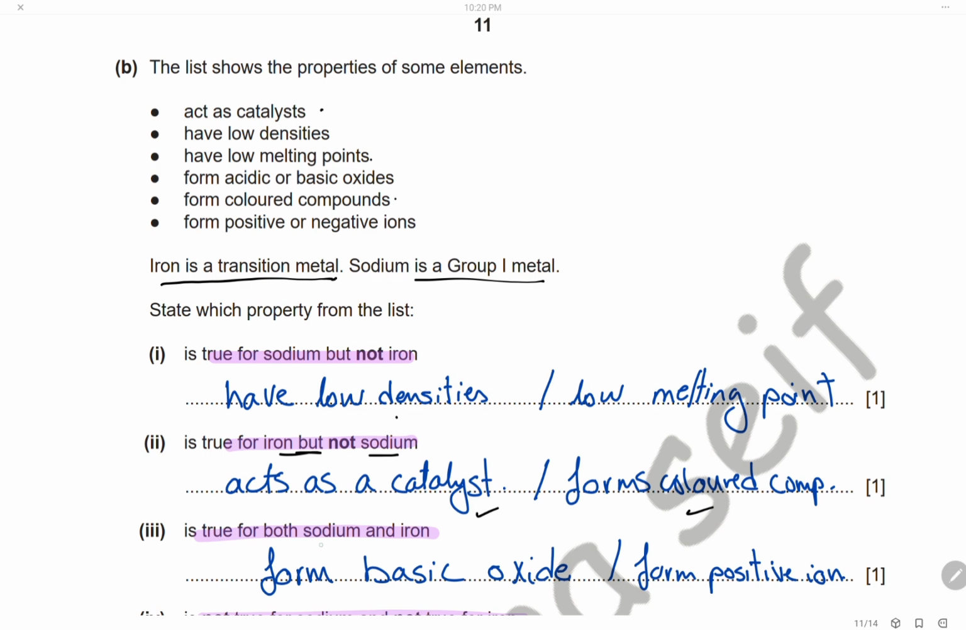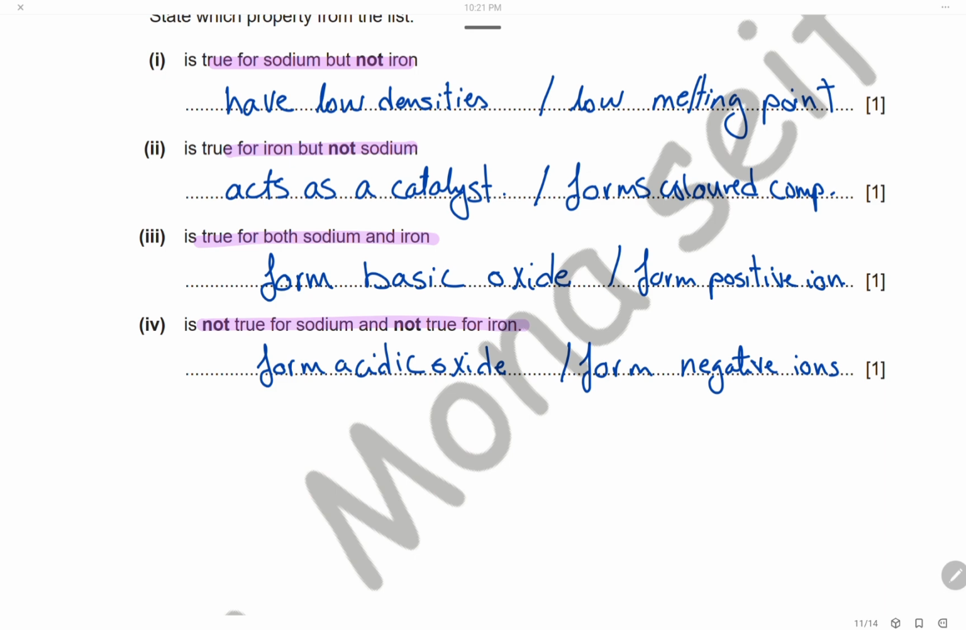A property which is true for both sodium and iron: both form basic oxides, or we can say that both form positive ions. Here he also wants one property which is not true for sodium and not true for iron. We can choose either that they form acidic oxide or form negative ions. These two properties are not true for iron or for sodium.